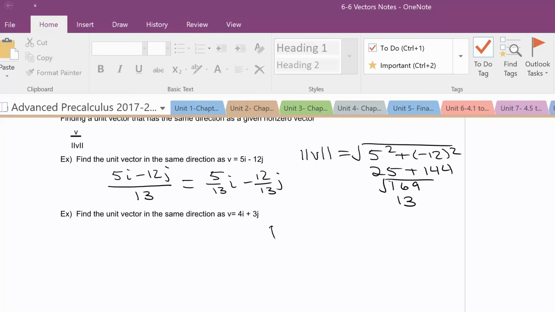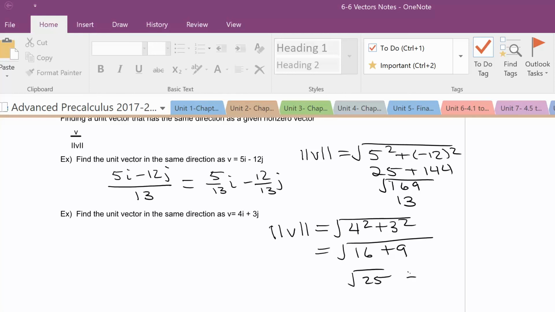Here, same thing, find the magnitude. So you take the square root of 4 squared plus 3 squared, which equals 16 plus 9, which is 25, which equals 5. So you take 4i plus 3j divided by 5.